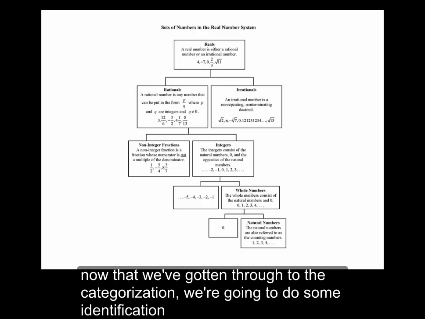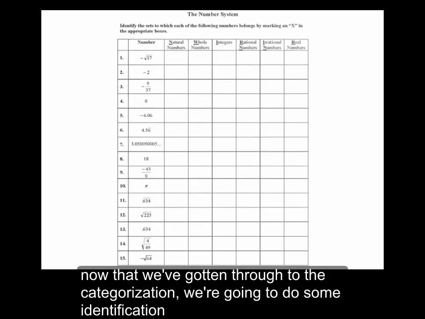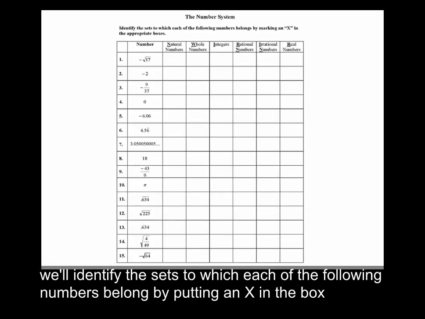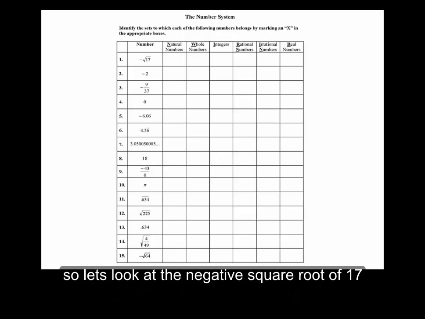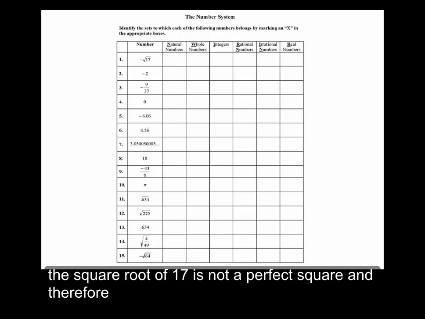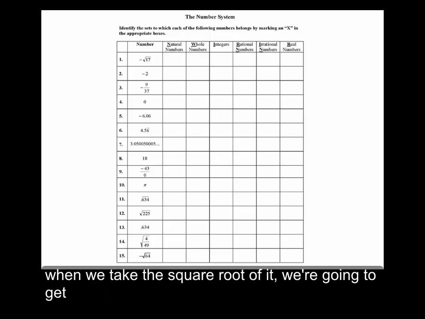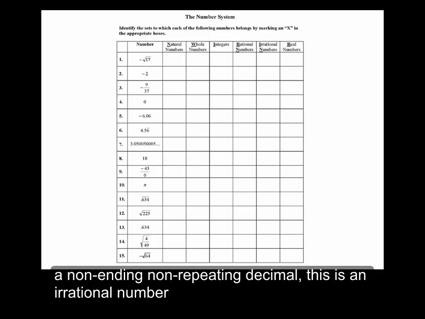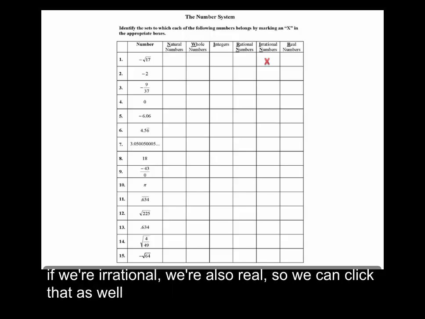Now that we've gotten through the categorization, we're going to do some identification. We'll identify the sets to which each of the following numbers belong by putting an X in the box. So let's look at negative the square root of 17. The square root of 17 is not a perfect square. Therefore, when we take the square root of it, we are going to get a non-ending, non-repeating decimal. This is an irrational number. Well, if we're irrational, we're also real, so we can click that as well.